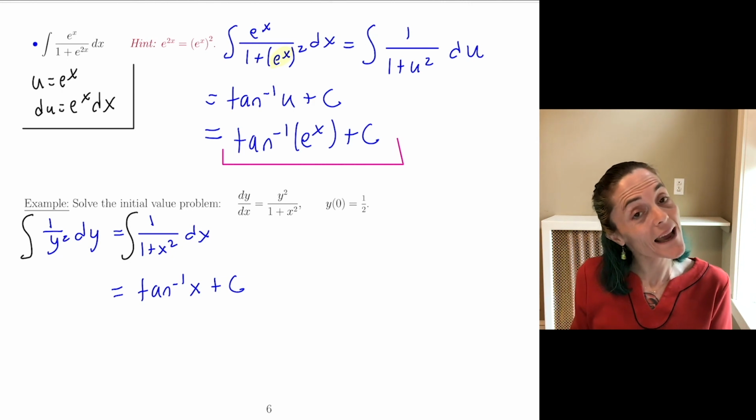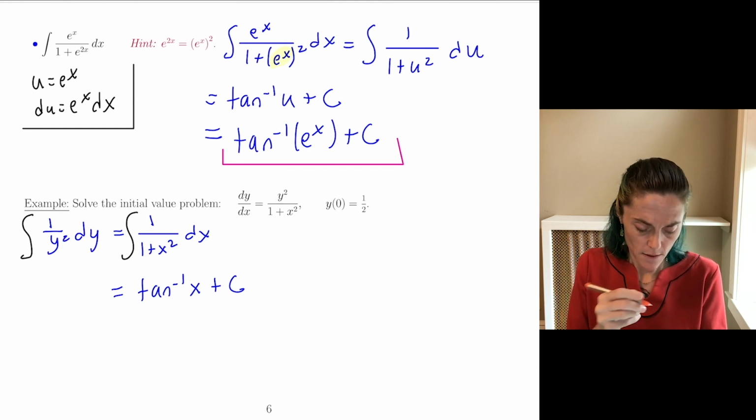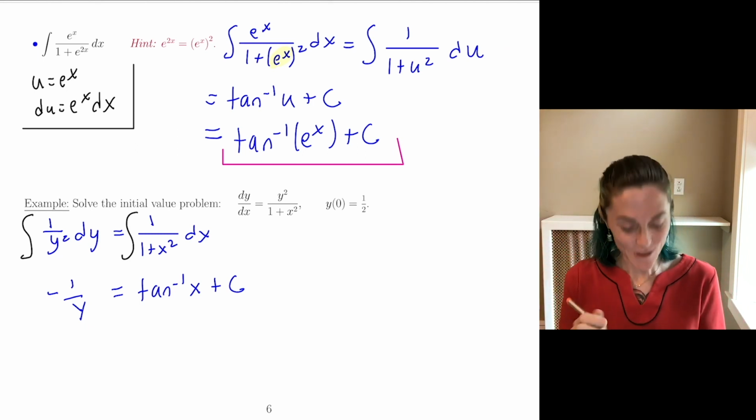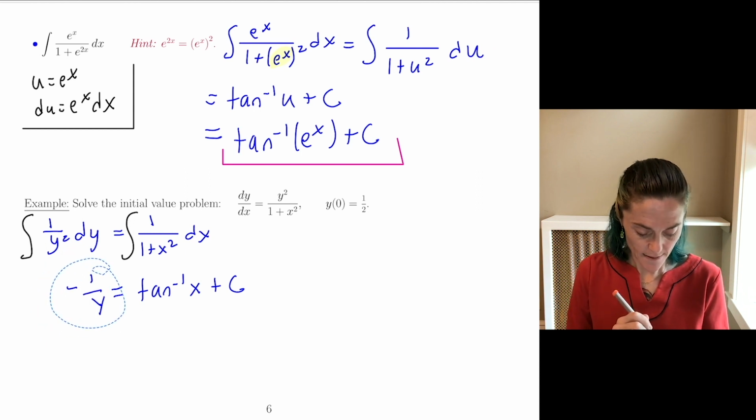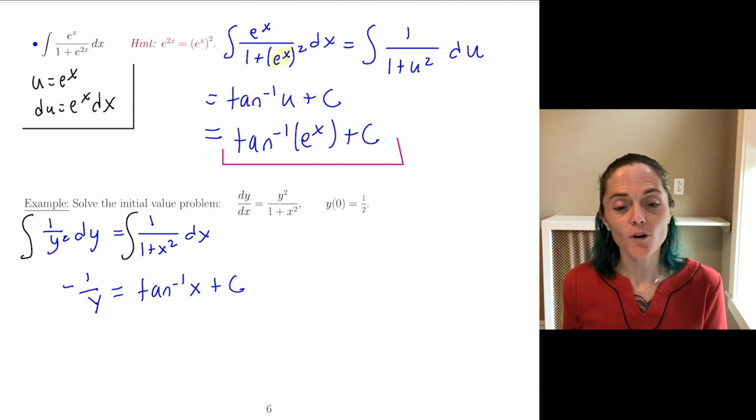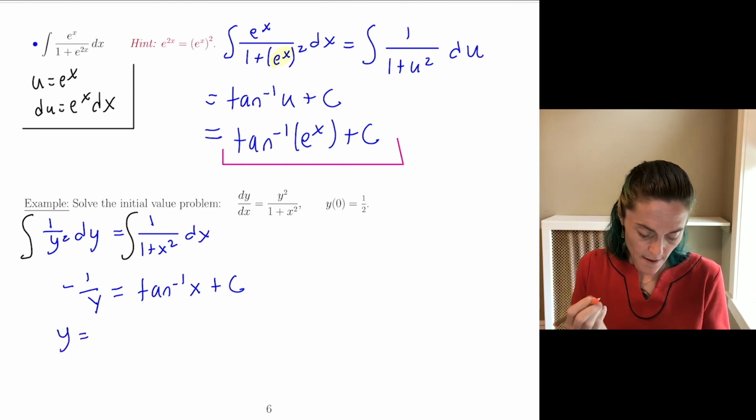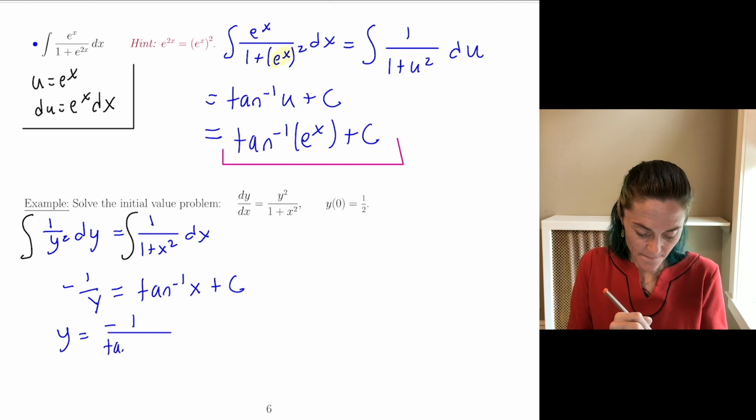Here, this is y to the minus 2, so we get minus y to the minus 1, or minus 1 over y. Y to the minus 1 over minus 1, which is exactly this. Okay, great. Well, now we need to solve for y, so I can multiply through by a negative sign and divide. So this will be minus 1 divided by tan inverse of x plus c.